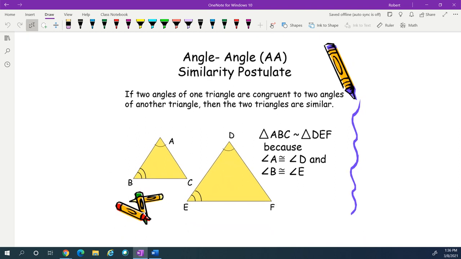So our first one, we have AA similarity, angle angle. If two angles of one triangle are congruent to two angles of another triangle, then that's enough to determine that the triangles are similar, and we can write a similarity statement. So again, AA similarity, two angles from triangle 1 congruent to two angles from triangle 2. That's enough to say that the triangles are similar, and we can work from there. Once we know they're similar, we can write a similarity statement, and we can solve for missing segments because we know things are going to be proportional.